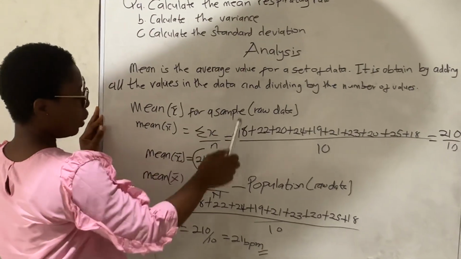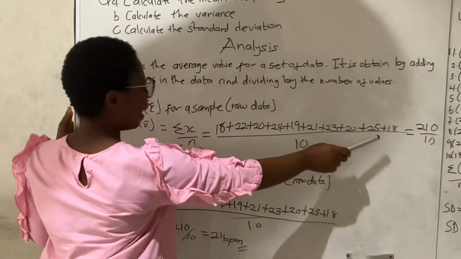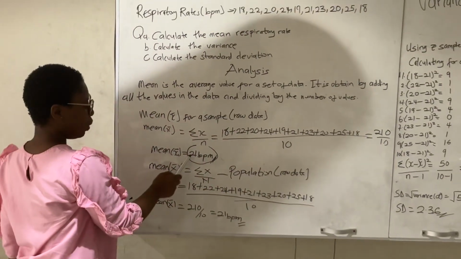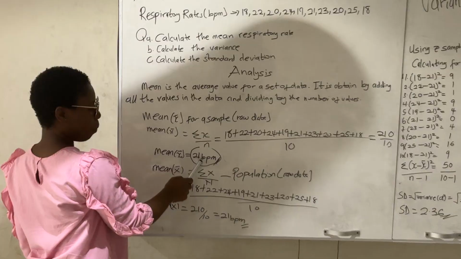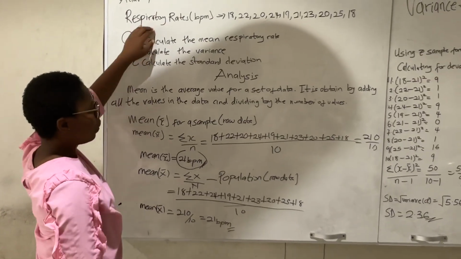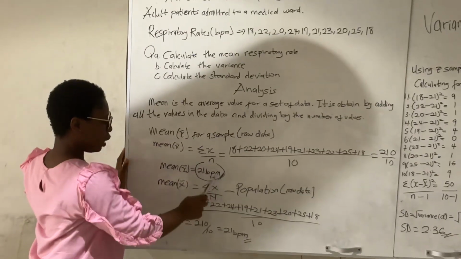So we add all the values that we've been given together, divide by the number of values, which is 10. And we have 21 breaths per minute. Since you are calculating for respiratory rates, you have to bring in the units.